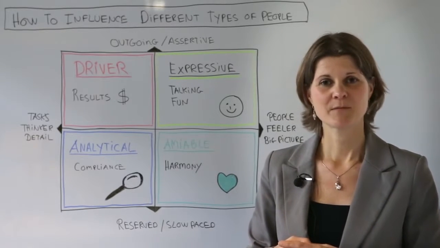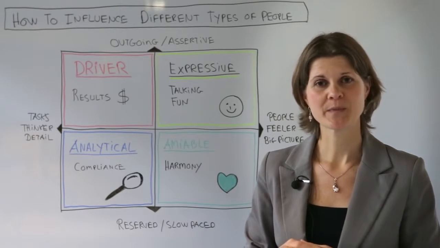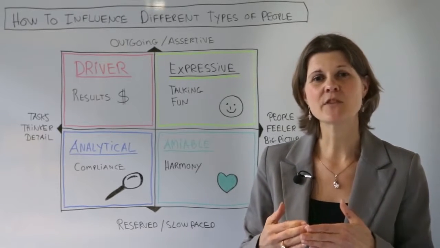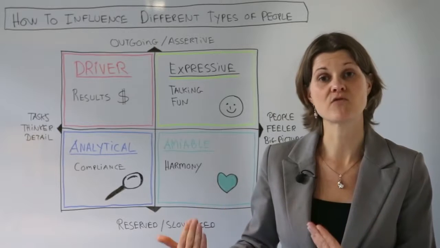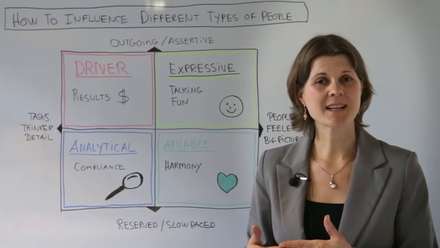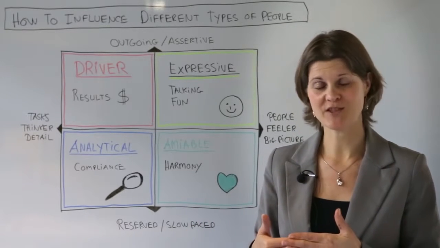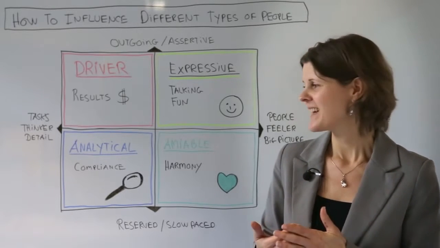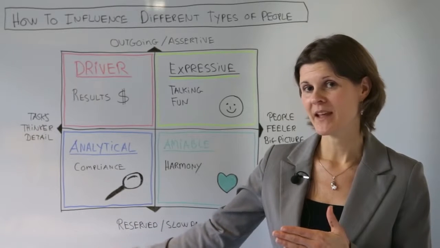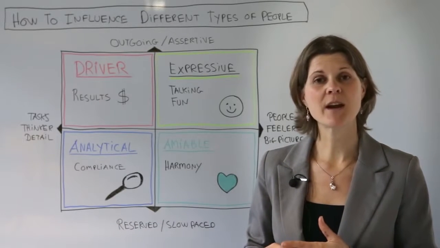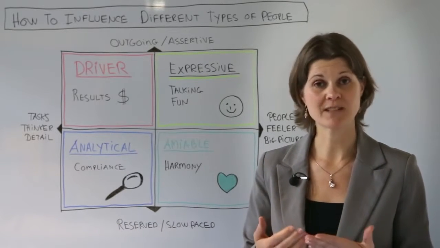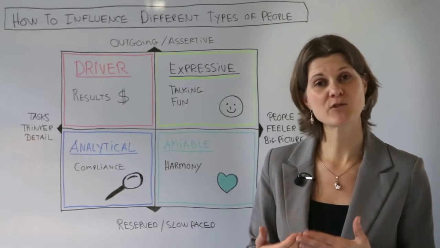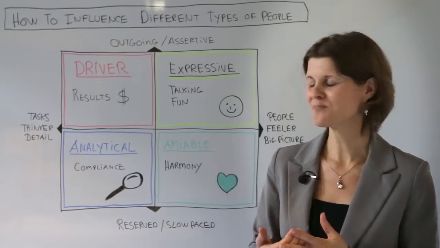Moving to the last personality type, the blue. These are analyticals. They're driven by compliance and by doing things right. In an organization, they're typically your IT professionals or your accountants and analysts. They are driven by detail and they're reserved. So a good way to influence them is actually through the written media, through email. And they do appreciate the detail.